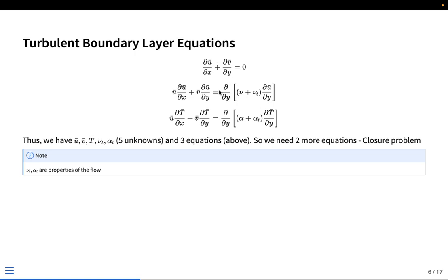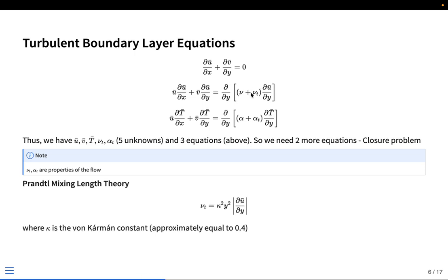For example, if we want to solve only for the velocity profile, the velocity boundary layer or the hydrodynamic boundary layer, then all we need is one more equation that will give us the value of nu t. One simple hypothesis is the Prandtl mixing theory, where nu t is proportional to the velocity gradient times kappa squared times y, where kappa is the von Karman constant and is equal to 0.4. This is a one-equation model where the viscosity is directly given to you. There are other models also which are a little more involved.